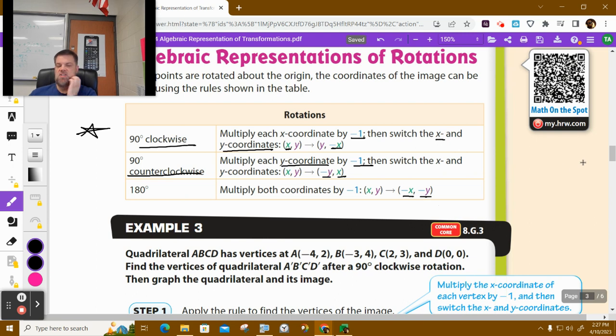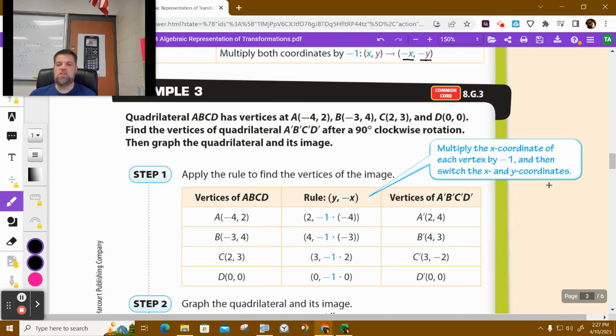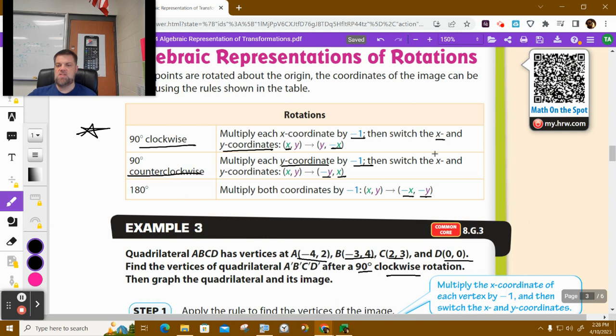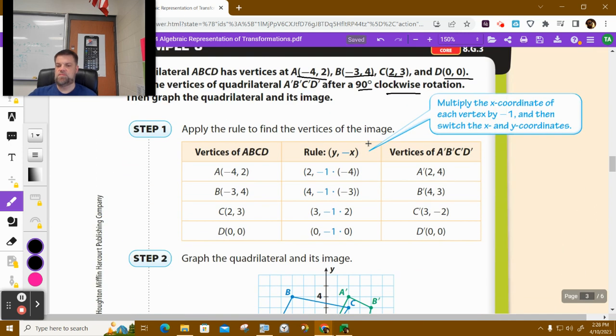Okay. So let's look at example number 3. Example number 3 says we have a quadrilateral ABCD with vertices of A, B, C, and D. I'm not going to read them all. And then it says we want to rotate 90 degrees clockwise. So what I'm going to do is clockwise means I multiply X by a negative and then flip-flop the X and Y. So whatever the X value is, this is -4, right? Does that make sense?